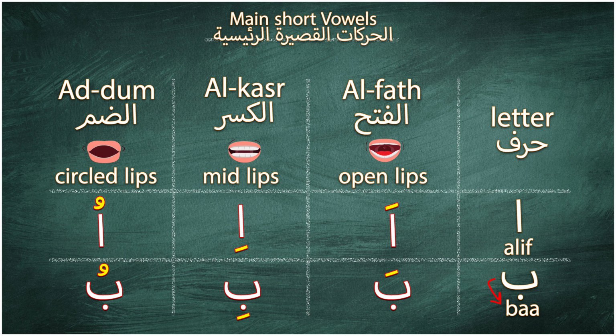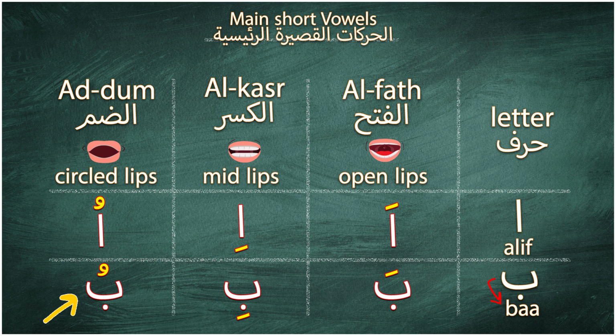Let's move to another letter. The second letter in the Arabic alphabet is Ba. Now let's pronounce the Ba with al-Fatha vowel. Remember, repeat after me. Ba letter with al-Fatha vowel, ba. Ba letter with al-Kasra vowel, bi. Ba letter with a Damma vowel is bu.